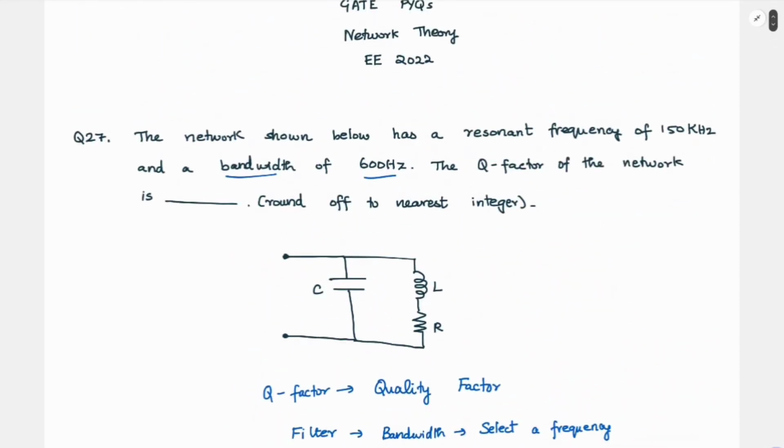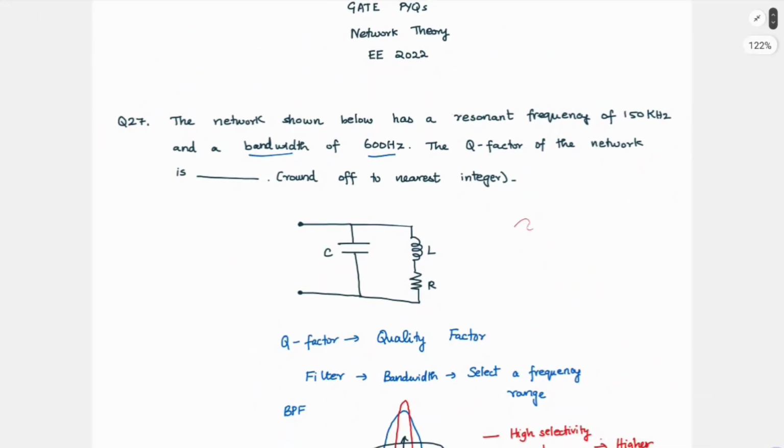So now this is directly the formula substitution only. So Q is equal to omega naught, which is 150 kilohertz here, divided by 600 hertz. So it is 0.6k. So it is 1500 by 6. So 1500 by 6 is 250. So my quality factor of the network is 250. So this is in the context of your filter.